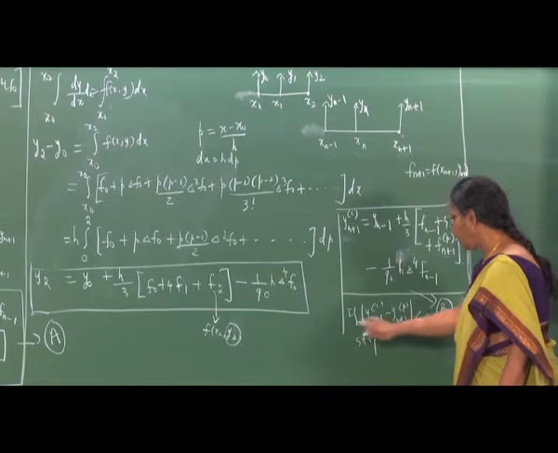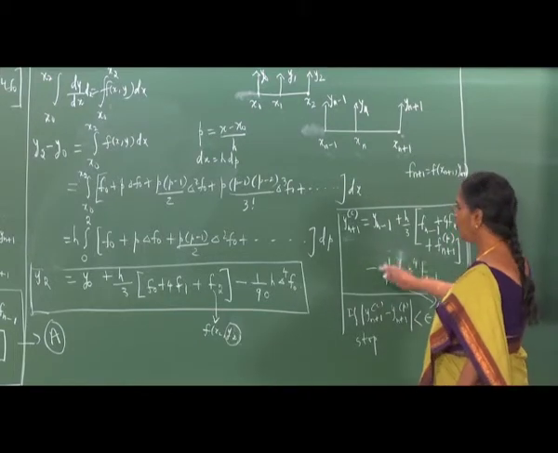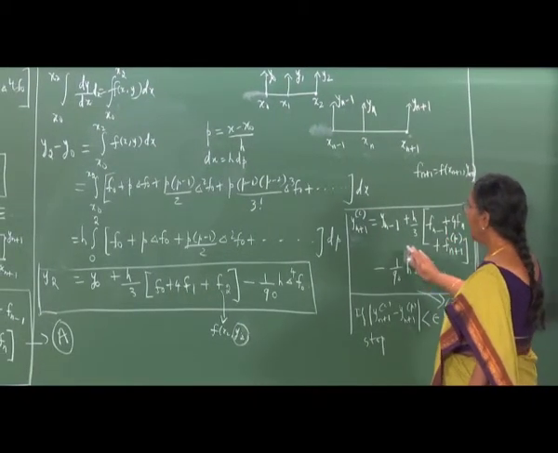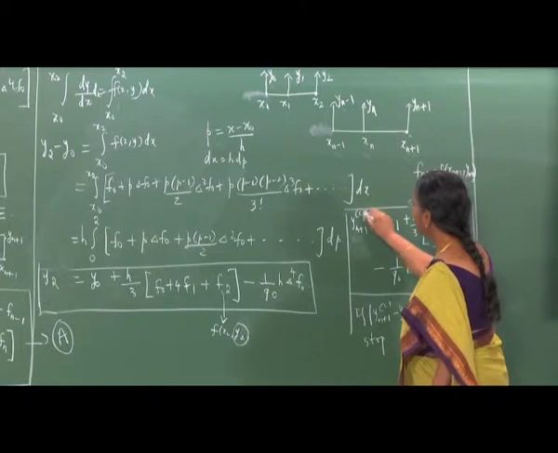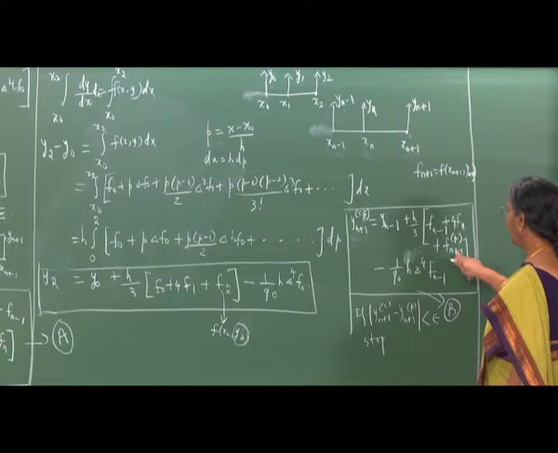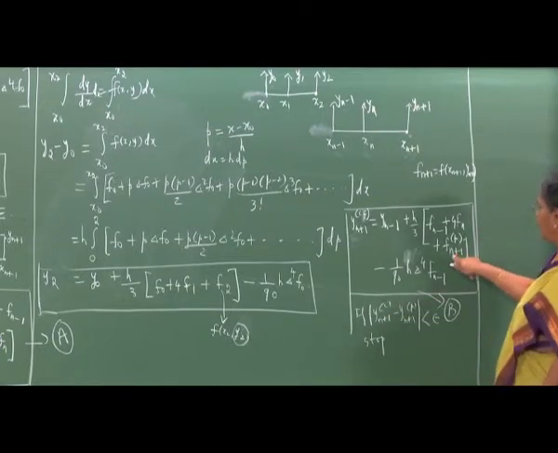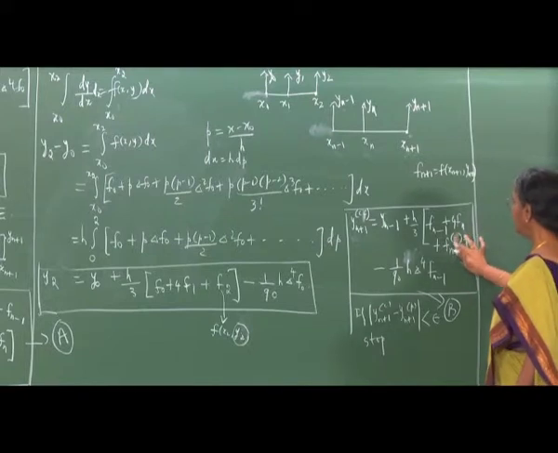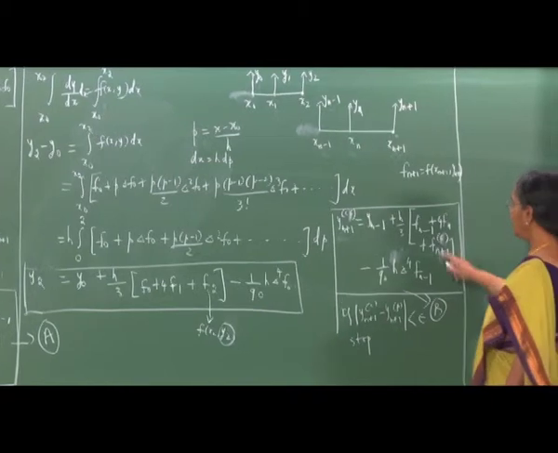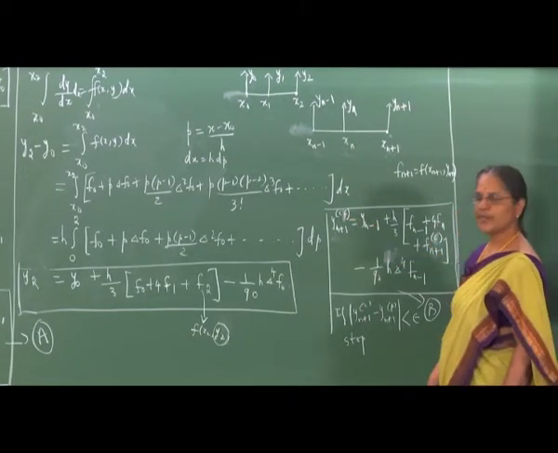If this does not happen, then what do I do? I make use of this method once again and get the second corrected value, where I make use of the yn plus 1 first corrected value in computing fn plus 1. So, I shall denote this by fn plus 1 corrected value, and hence I get the second corrected value.